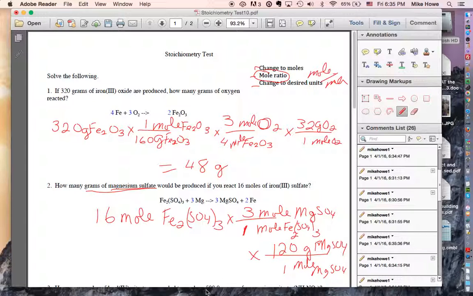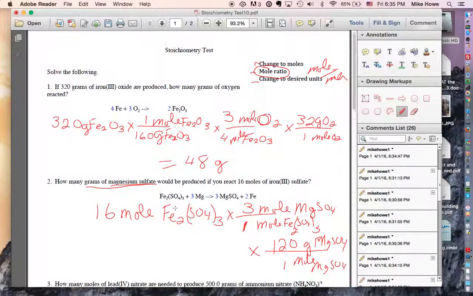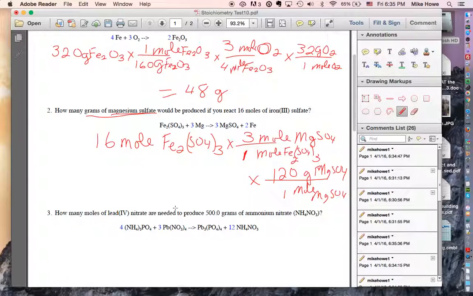So that's going to be a fairly significant number of grams because we have 16 times 3 is 48 times 120. It's 5,760 grams. So my final answer here, 5,760 grams of MgSO4. All right, so once again, did I need to change to moles? No, because it was already in moles.